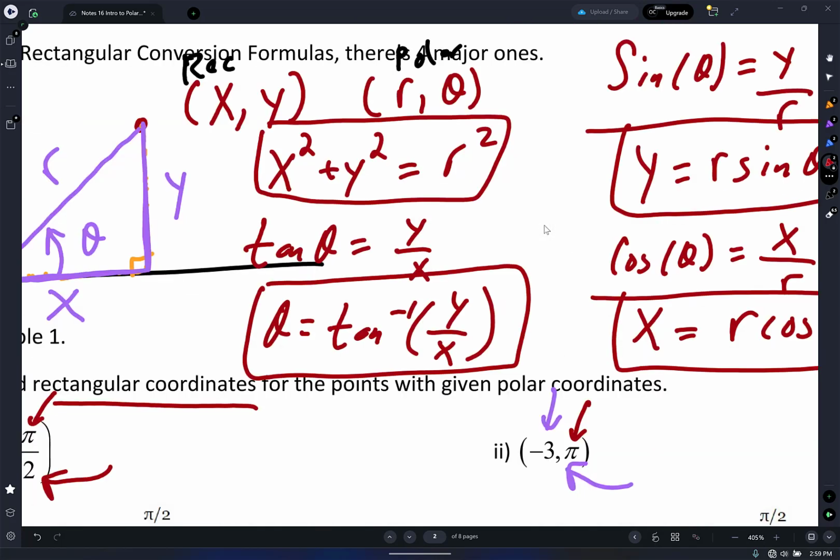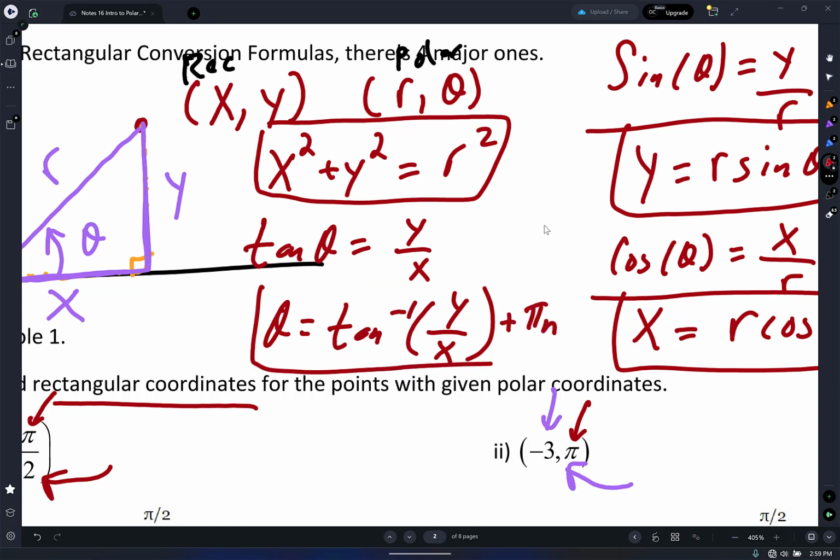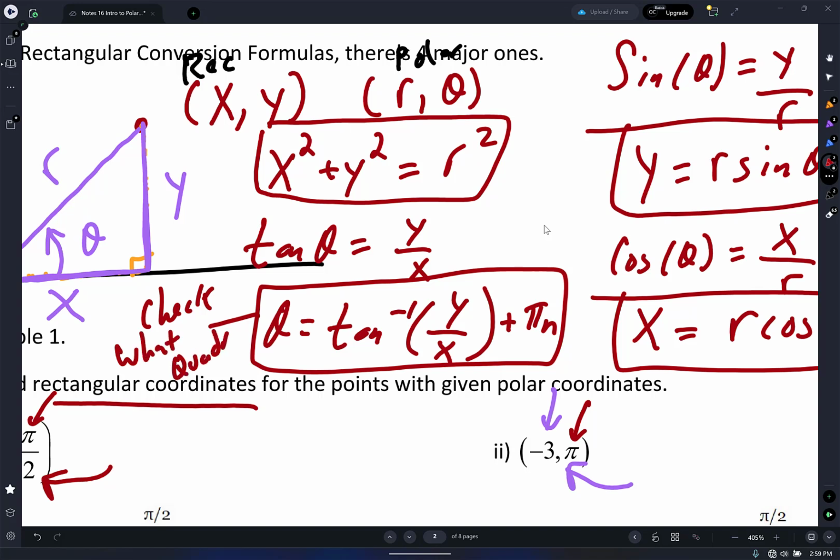So go to the formula, and then just write this: plus pi n. And then just put check what quadrant theta is in. There it is. Now you don't have to think. Y over x, whatever the calculator spits out, add pi.